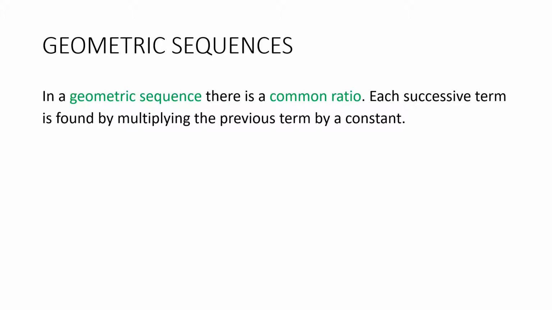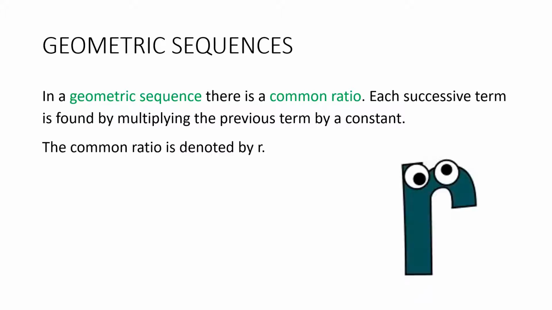Let's move on to geometric sequences. In a geometric sequence, there's a common ratio, so a multiplication, this time instead of an addition or subtraction. Each successive term is found by multiplying the previous term by a constant. And this common ratio is denoted by r. So here's an example. 1, 3, 9, 27 has a common ratio of 3 because we're multiplying each time by 3.